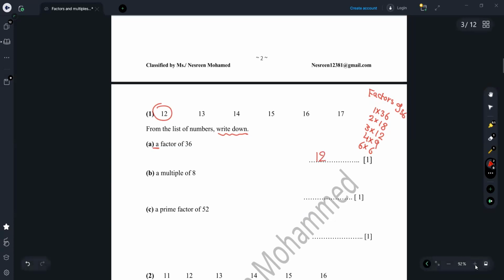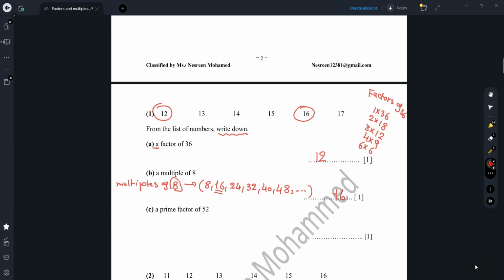Next, a multiple of 8. We will list the multiples of 8. This is table 8. Multiples of 8 are the numbers in table 8. 8 multiply 1, 8. 8 multiply 2, 16. 8 multiply 3, 24. 8 multiply 4, 32. 8 multiply 5, 40. 8 multiply 6, 48, and so on. Which of these numbers is in the list? This is the number 16, a multiple of 8. I will write it here.